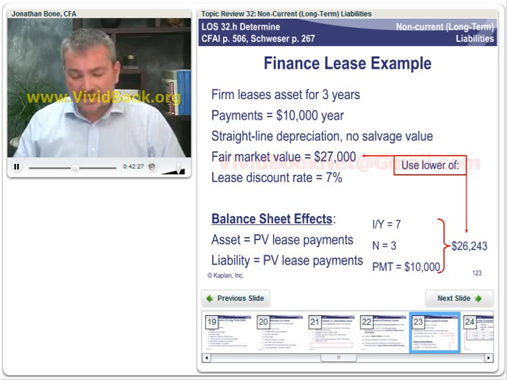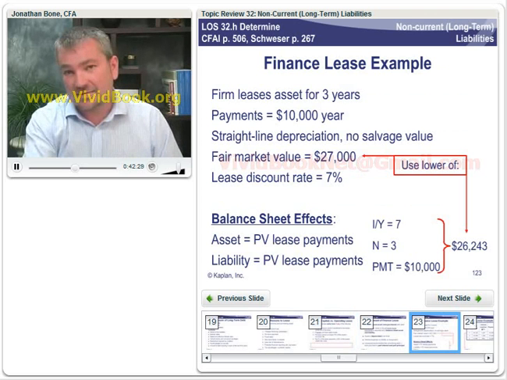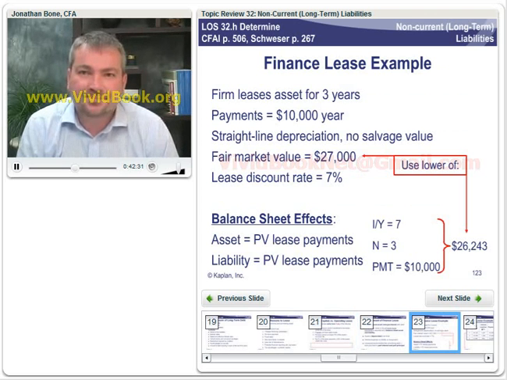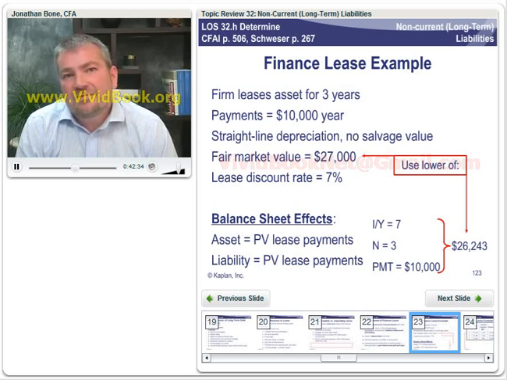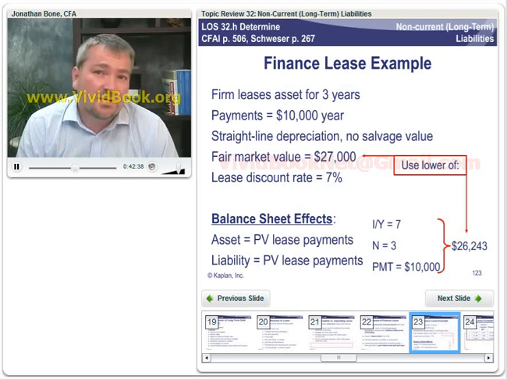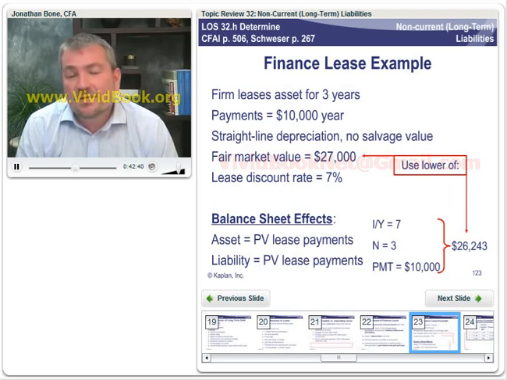Let's have a look at an example. We're going to have to potentially calculate, so we need to be able to do this. Okay, so we've got a firm leasing an asset for 3 years. The payments are going to be $10,000 at the end of each year. We've got straight line depreciation with zero salvage value. The fair market value of the asset is $27,000, and we've got a lease discount rate of 7%.